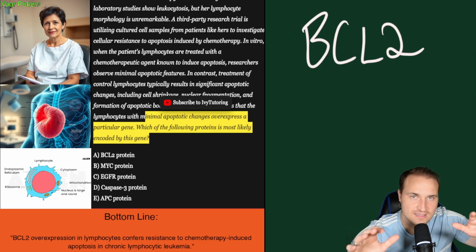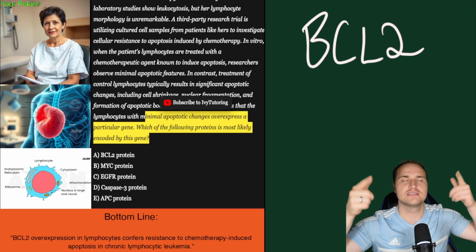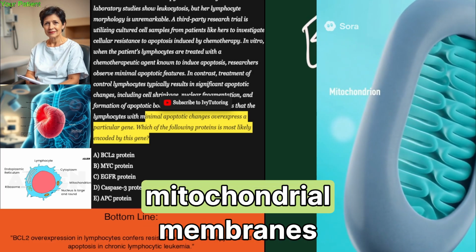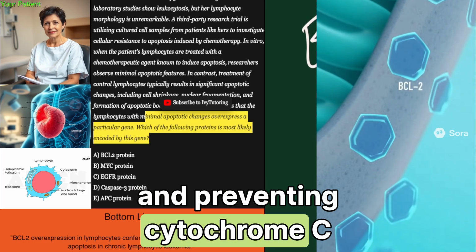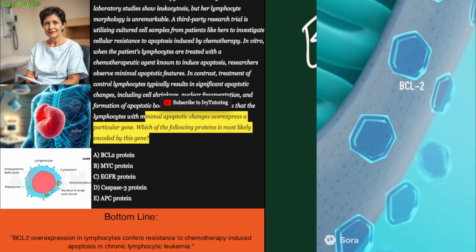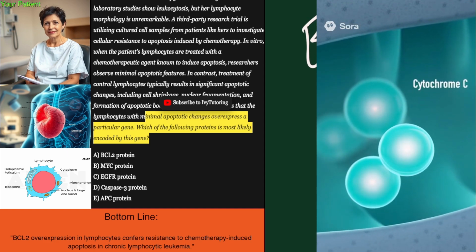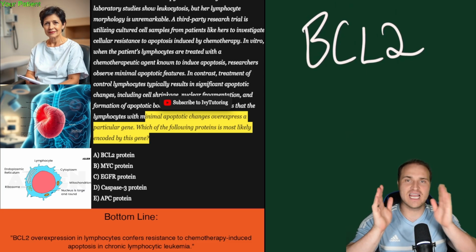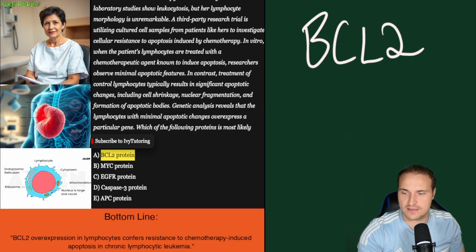So CLL cells commonly overexpress BCL2. And BCL2 inhibits apoptosis by stabilizing the mitochondrial membranes and preventing cytochrome C release. So that explains the lack of the apoptotic features in the patient's lymphocytes despite chemotherapeutic challenge. And so BCL2 is a well-characterized anti-apoptotic oncogene. All right, so our answer is indeed A, but what about the MYC protein?